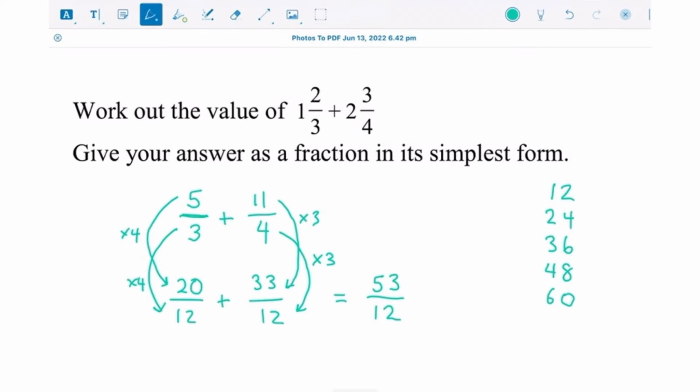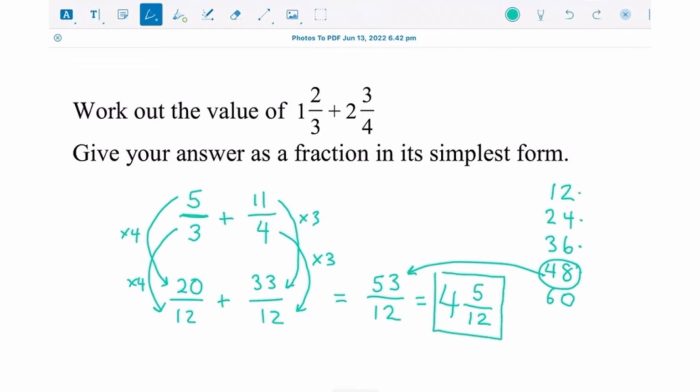So 60's gone too big. So 1, 2, 3, 4 whole times 12 fits into 53, sorry. And from 48 up to 53, we've got 5 left over. So 5 over 12 is our remainder. And that stays out of 12 there because it was out of 12 here. So that's it. 4 and 5/12.